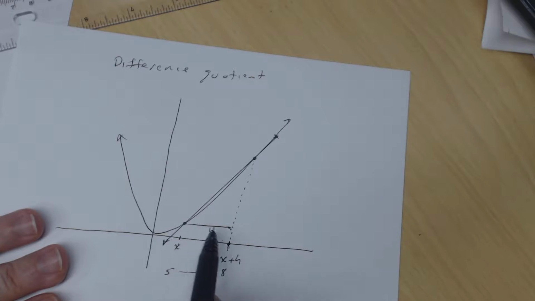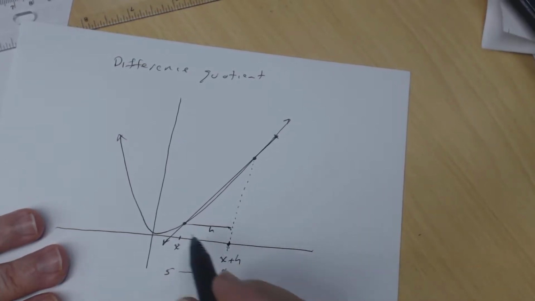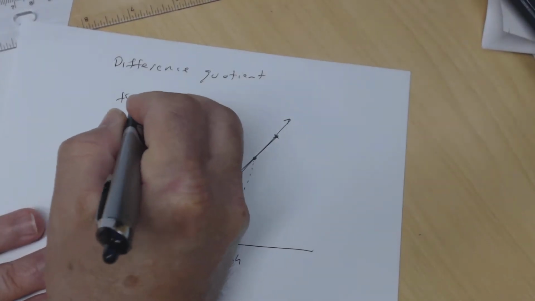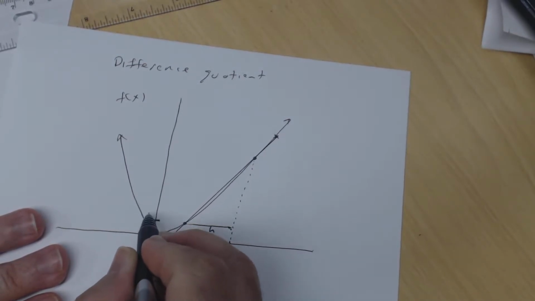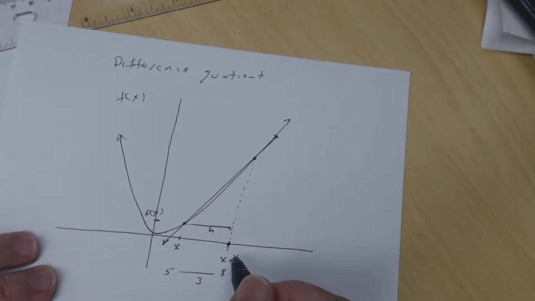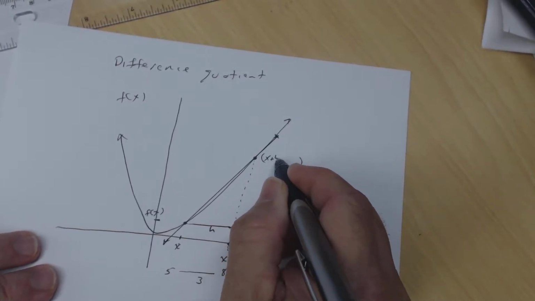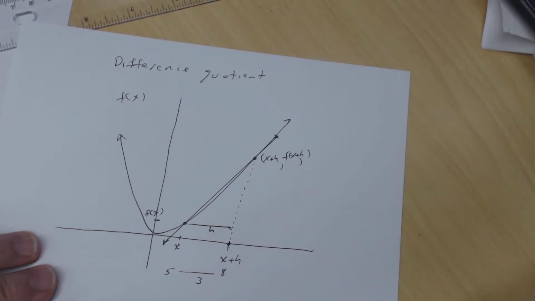So if this is x, and I go h units to the right, then that's going to be x plus h. And remember, this is my function f of x. So when this coordinate is x, then this y-coordinate here is f of x. So let's just call it f of x. And if my x-coordinate here is x plus h, then my y-coordinate will be f of x plus h. So that's going to be this point here.